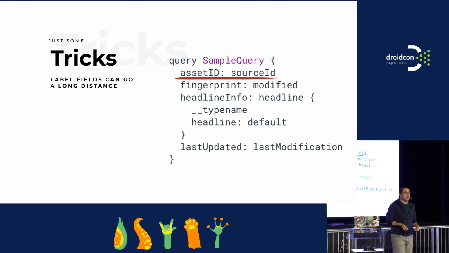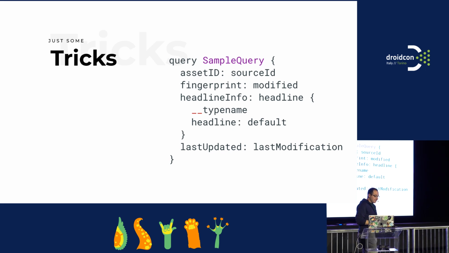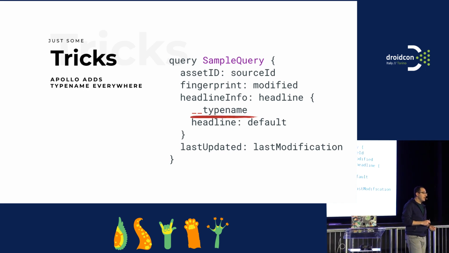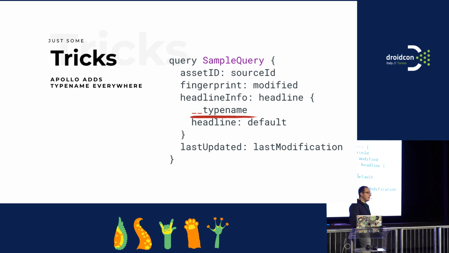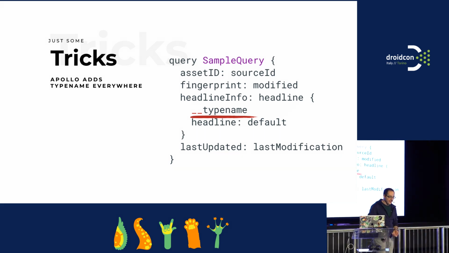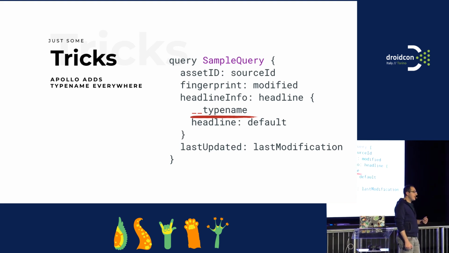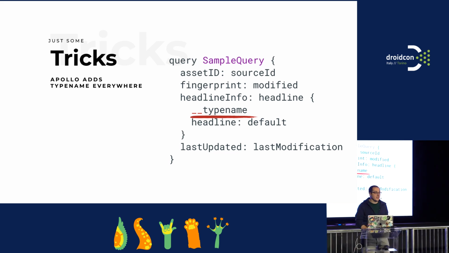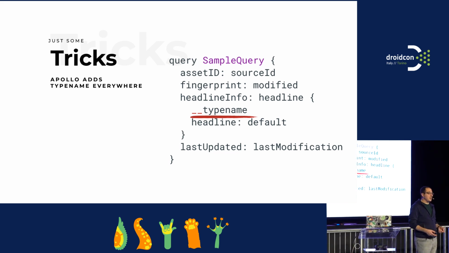Another thing that you really have to keep in mind when you're using Apollo is that this framework adds the type name everywhere. Even if you don't add it in your query, it will be added at compile time, because they need it for marshalling your response and to understand what they actually need to produce. So the trick that we found is to include the type name in every node of our query so that we could mock the response exactly how it will be executed on Android.